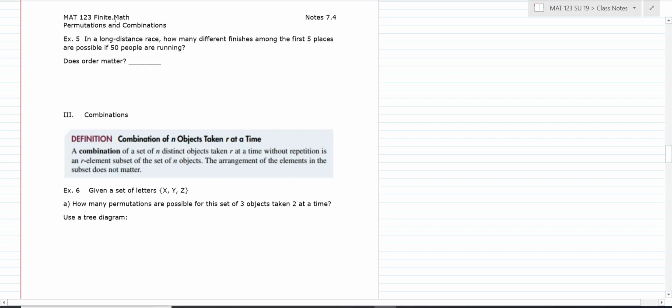Okay, so this example 5 says in a long distance race, how many different finishes among the first 5 places are possible if 50 people are running? So what we're saying is we have 50 people that are in a race. It's like a marathon or whatever. Well, there's all kinds of ways that we could put together the first 5 places in this race. So the thing about this is order matters.